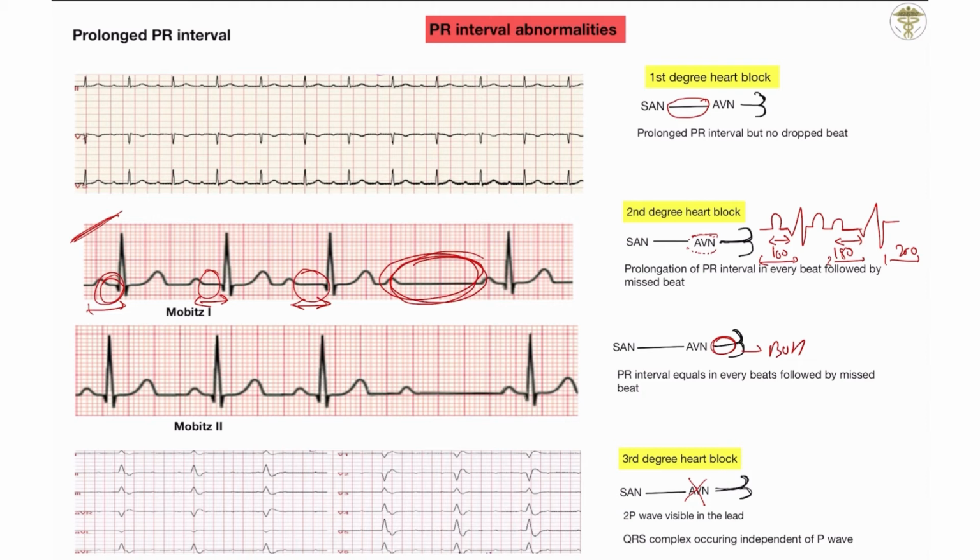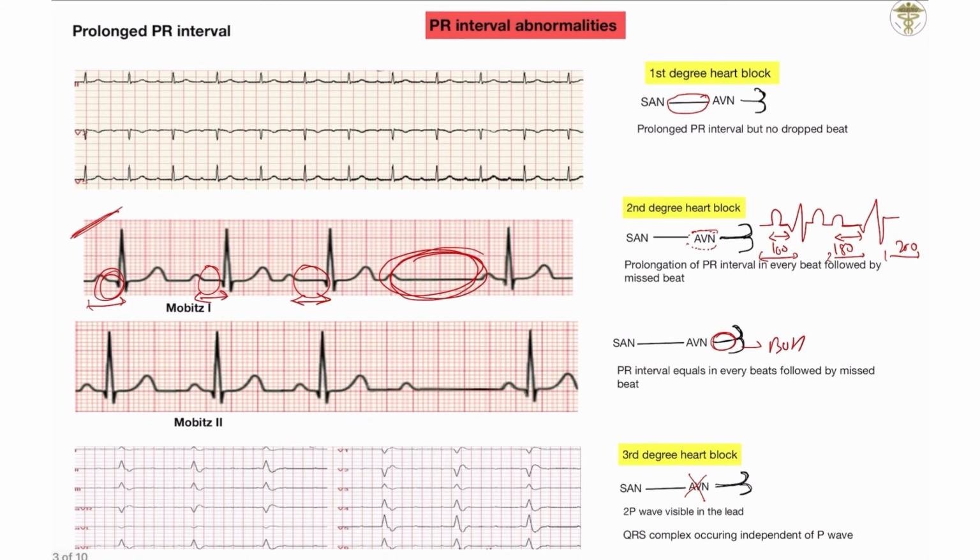What is the Mobitz second type of heart block? In Mobitz second, the problem occurs in the bundle of His, and there is no difference in the PR interval time. All are the same, like this is 160, then it's also 160 milliseconds, this also 160 milliseconds. There is no difference in the PR interval, but after that a missed beat is found. So this is the difference between Mobitz first and Mobitz second.